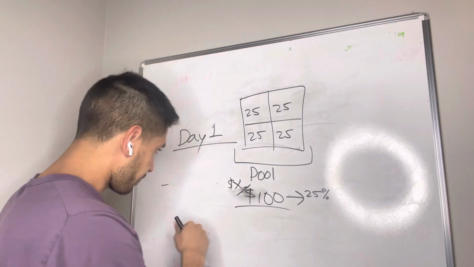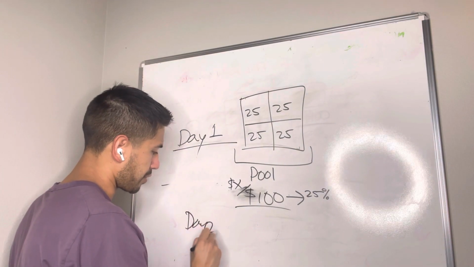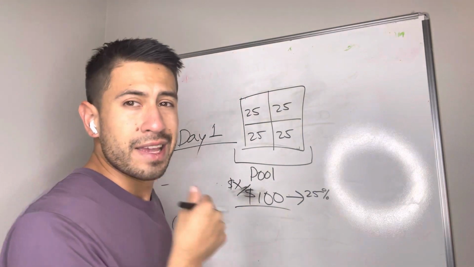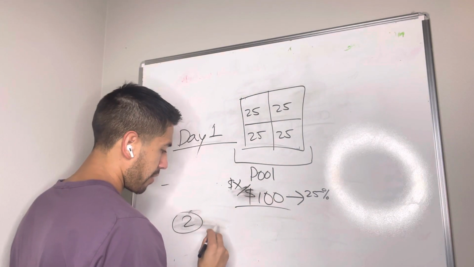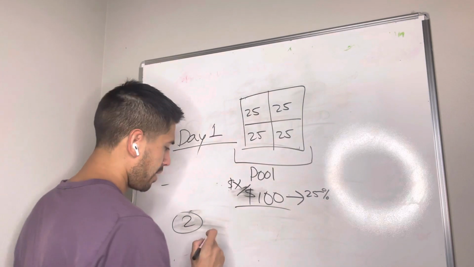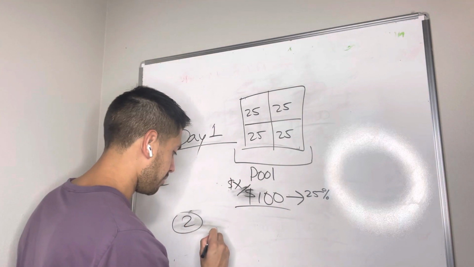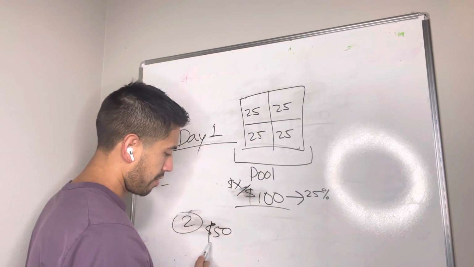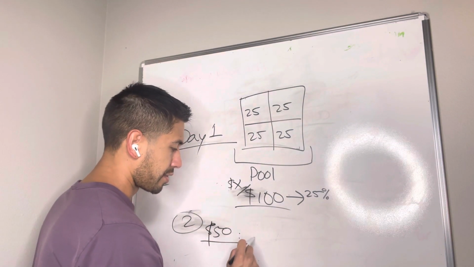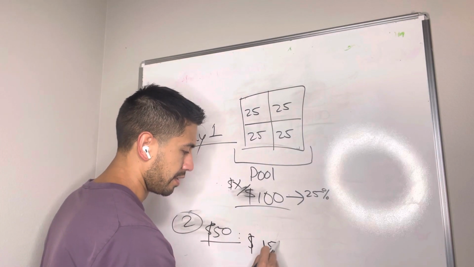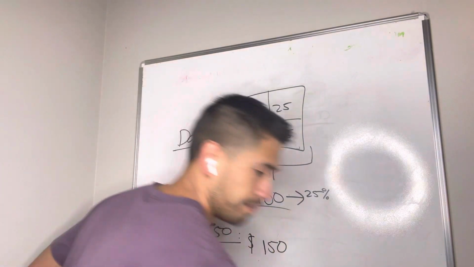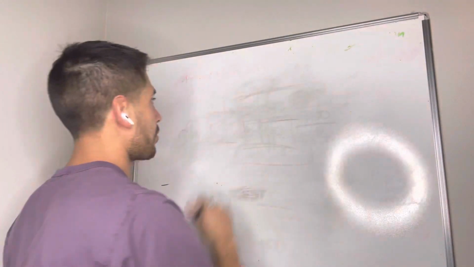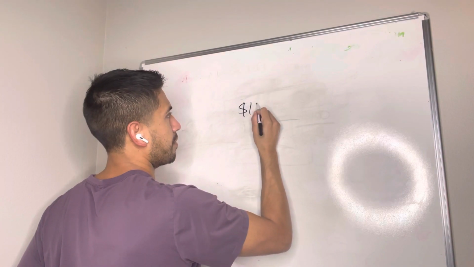So now day 2 comes around. All right, day 2 comes around, and you have another friend who wants to come in and put his capital in there, but he wants to put in $50, right? So now, if you recalculate the total, you have $150 in that liquidity pool.